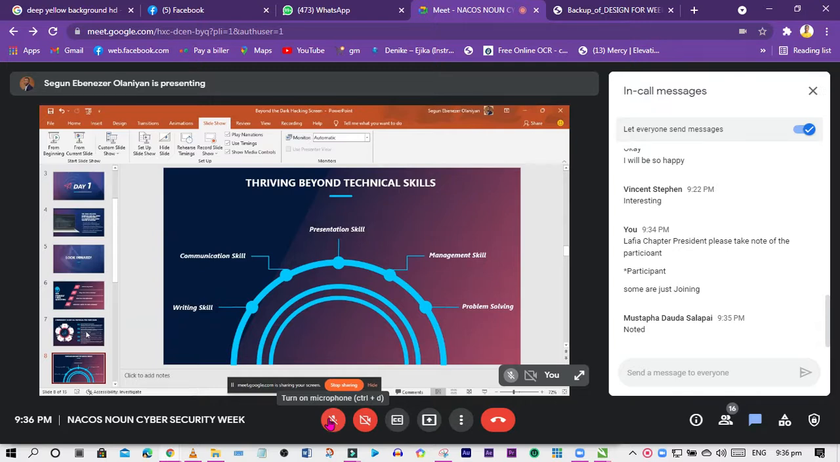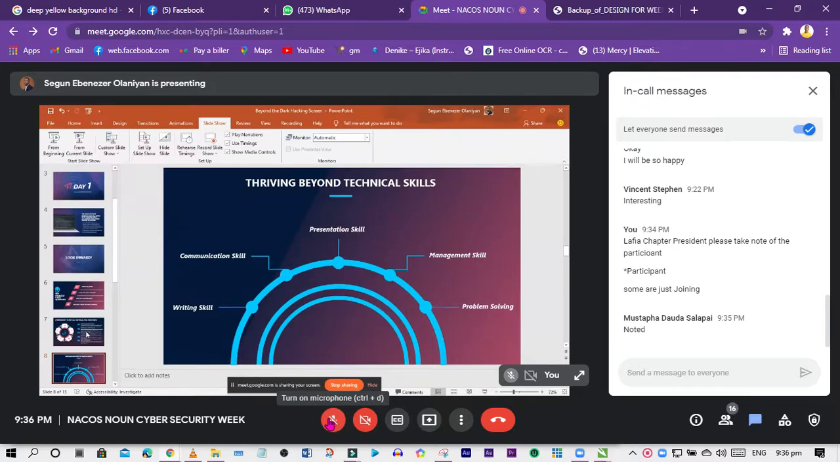So nowadays, organizations are looking for soft skills in cybersecurity professionals. So while you acquire all the technical skills, if you are lacking soft skills, they might leave you for somebody that has the technical skill and also possesses the soft skills.